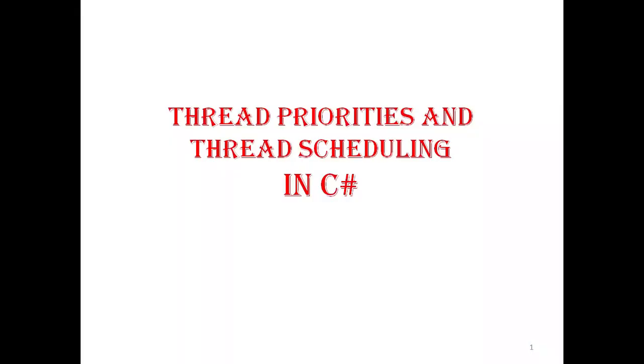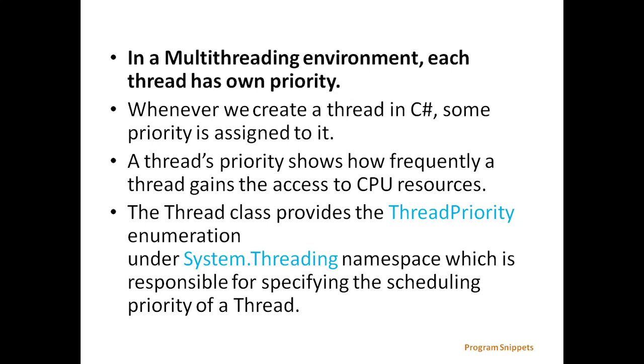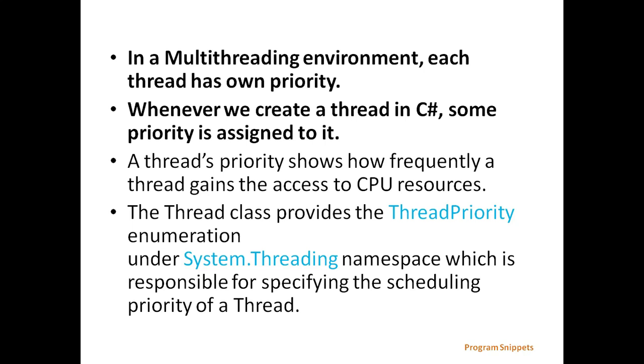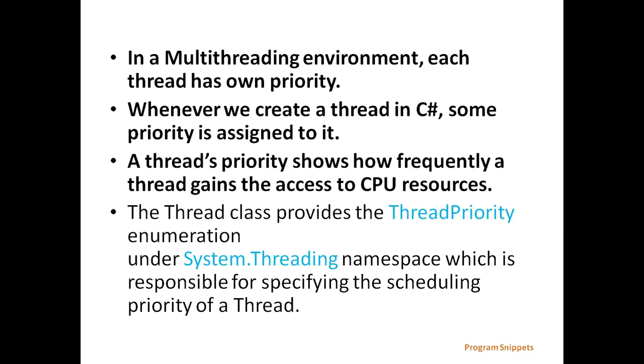Here we will see thread priorities and thread scheduling in C#. In a multi-threading environment, each thread has its own priority. Whenever we create a thread in C#, some priority is assigned to it. A thread's priority shows how frequently a thread gains access to CPU resources.